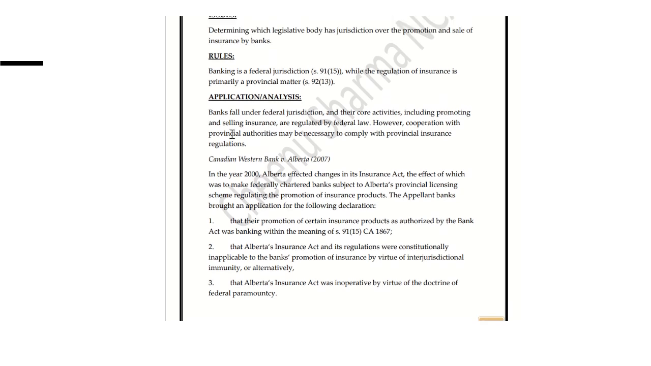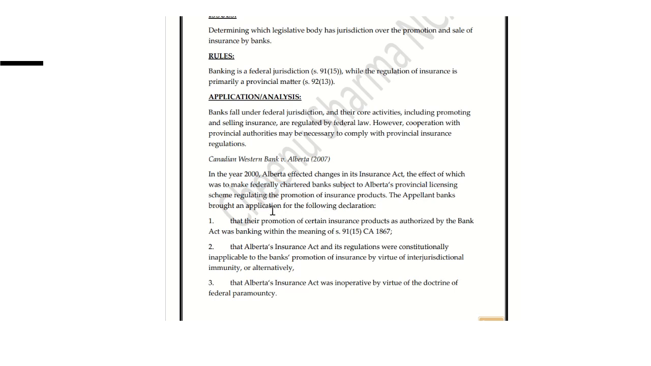So let's look into the analysis. Banks fall under federal jurisdiction and their core activity, including promotion and selling of insurance, is regulated by federal law. However, cooperation with provincial authorities may be necessary to comply with provincial insurance regulation. Now, in 2000, Alberta effected changes in the Insurance Act, the effect of which was to make federally chartered banks subject to Alberta's provincial licensing scheme for the promotion of insurance products.